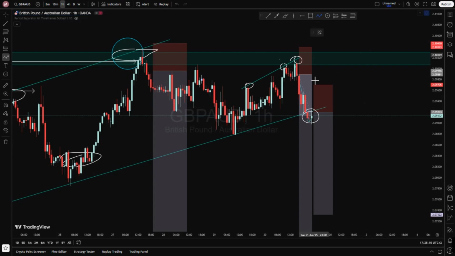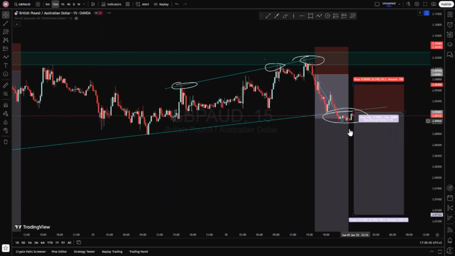Price, instead of pushing to the downside, might just go up and continue pushing to the upside. This can happen, but based on what I've analyzed, I am expecting price to continue going to the downside. So let's go on the 15 minutes and see what's happening.